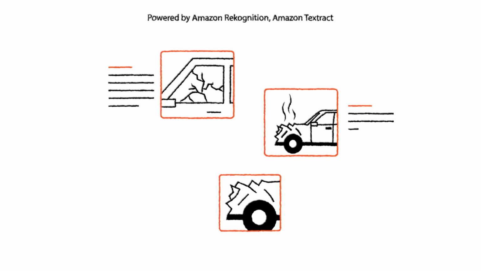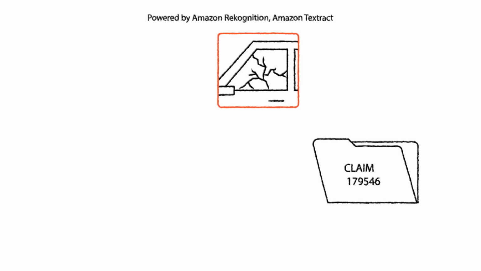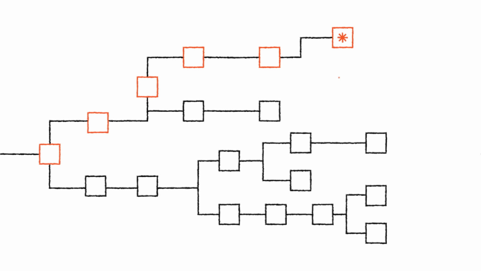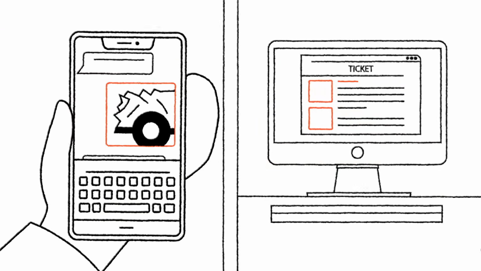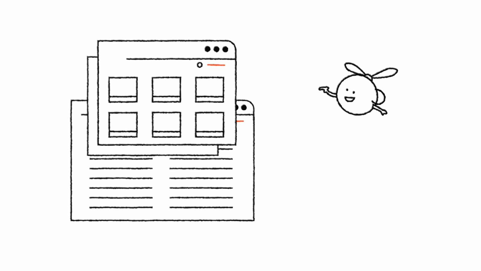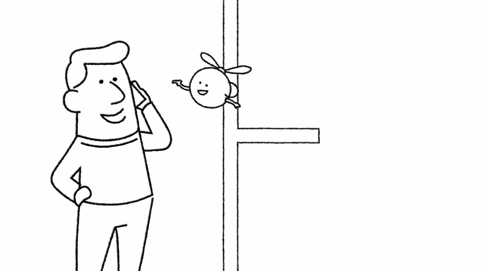A UiPath robot validates the entered data while reviewing the images and documents to assess the size and scope of the damage. The claim system rules indicate that the claim needs review by an adjuster and lets Tim know. On the other side of the country, Maria, the adjuster, starts her shift. A UiPath robot logs her into all systems, pulls up her ticket queue, and initiates the call to Tim.